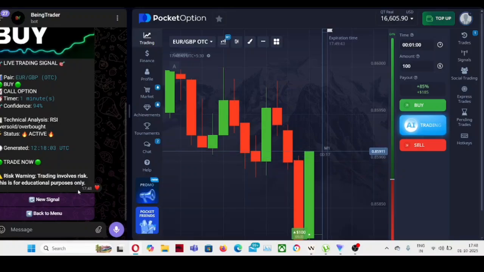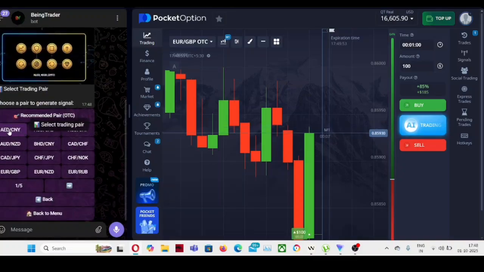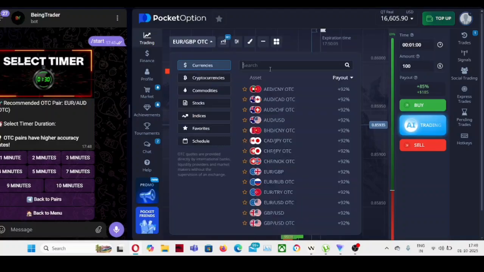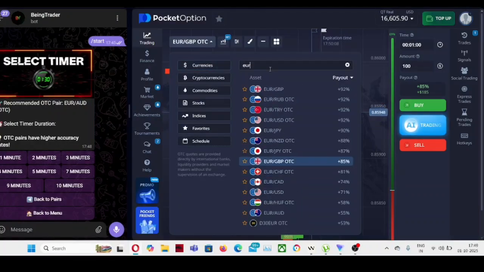And I am 100% sure that this is going to work, because the first signal had a minor delay. We were a minor bit late when taking the trade, but this time we didn't hesitate and we took the trade at the right time. Let's try the recommended pair EUR by AUD again.